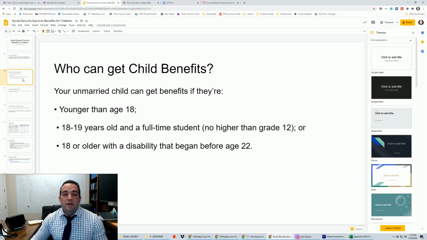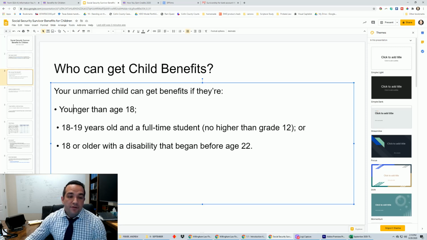But if you want a little background information, who can apply, what are the rules? First off, your child has to be unmarried. That's going to be the biggest. If you have a 17-year-old child who's married to somebody else, they cannot get any survivor benefits. The child has to be younger than the age of 18. You need to apply before they're 17 and a half.